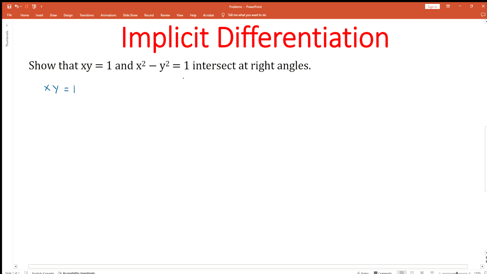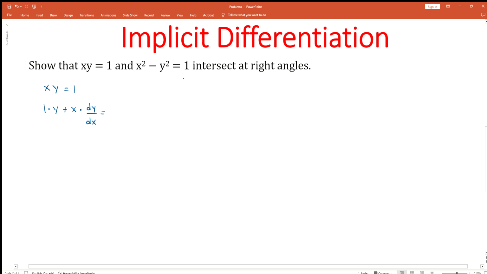The first term is xy. Term xy is made up of two functions x and y that are being multiplied. So we have to use product rule to find the derivative of xy. As per the product rule, we start with the derivative of the first function. The derivative of x with respect to x is 1 times the second function plus the first function x times the derivative of the second function. The derivative of y with respect to x is dy over dx.